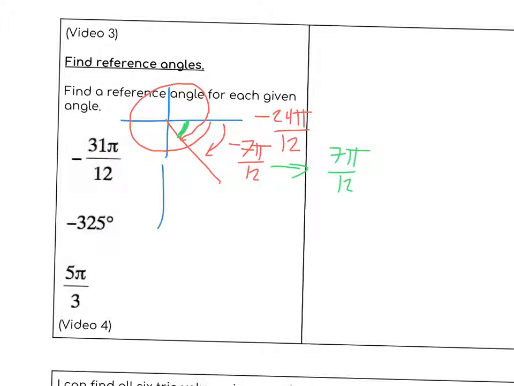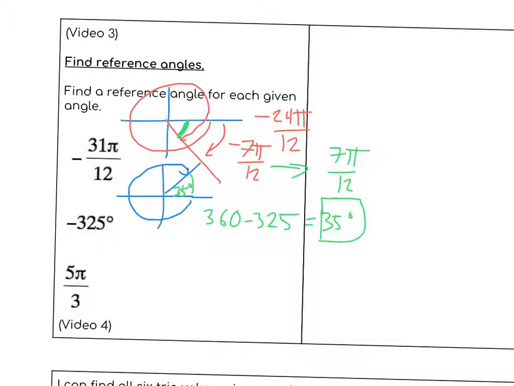For negative 325, I'm going to start out by realizing this is almost a full rotation. It'd be negative 90, negative 180, negative 270, and at 325 I'm somewhere up here. To get to 360, I could think about, okay, well, I've got to do 360 minus 325, and when I do that, that gives me 35 degrees. So I've got 35 degrees left, and in fact, that, my friends, is my reference angle.